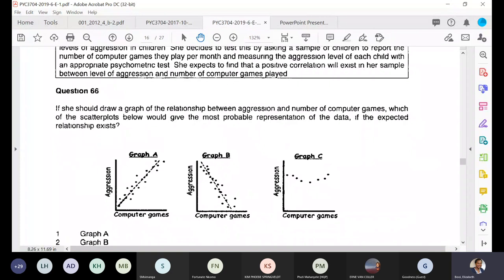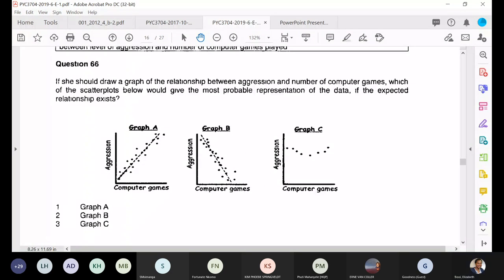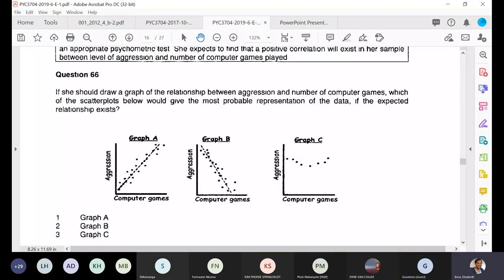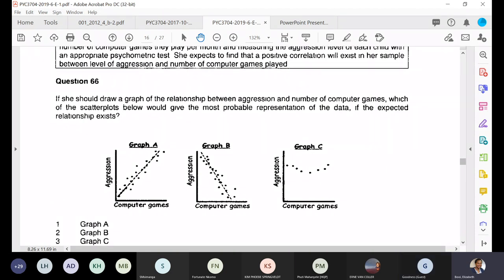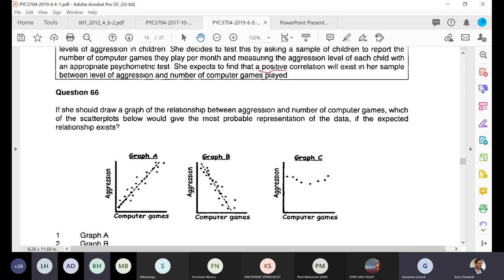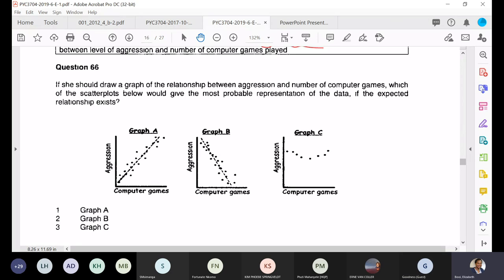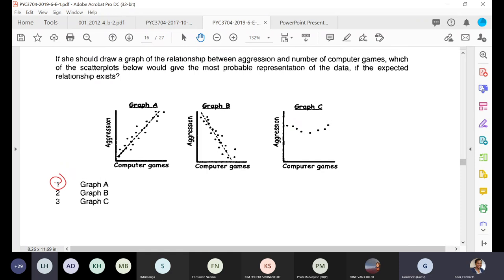If she should draw a graph of the relationship between the aggression and the number of computer games, which scatter plot below will give the most probable representation of the data if the expected relationship exists? Graph A. Number one, because she said it's positive, so it should be great. Graph A.